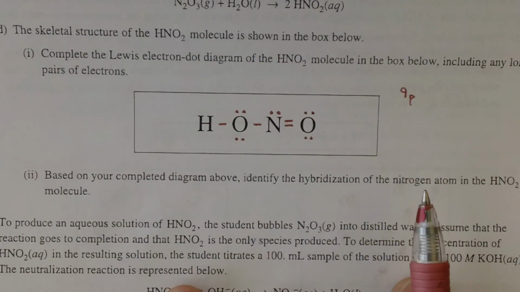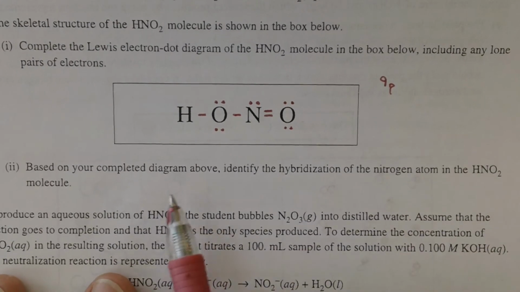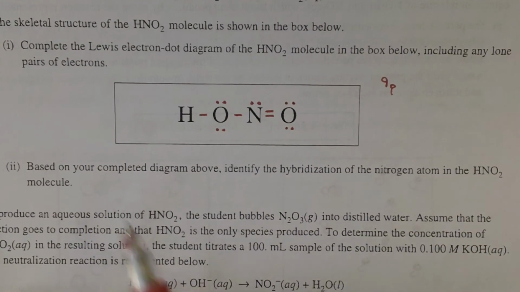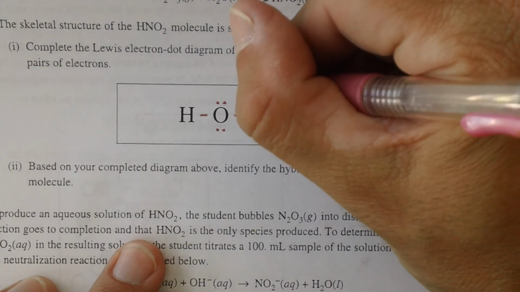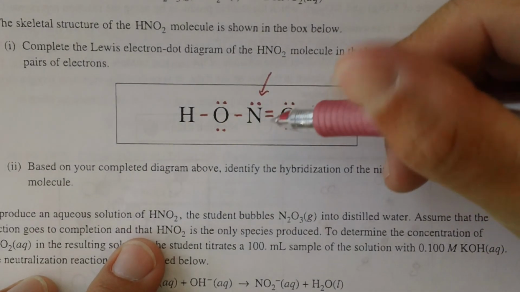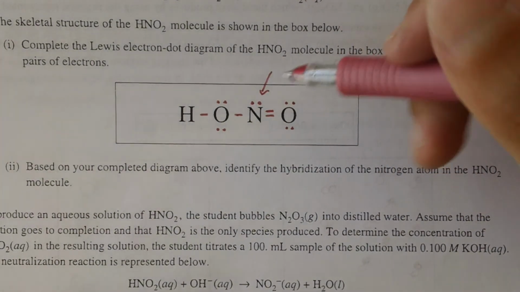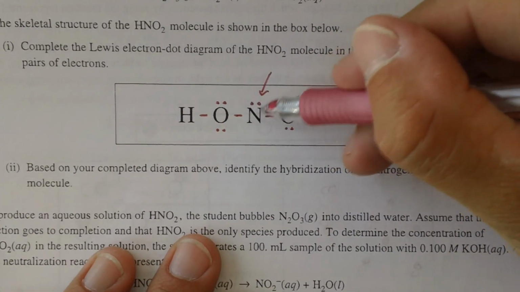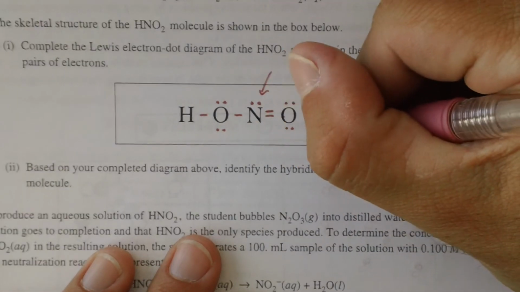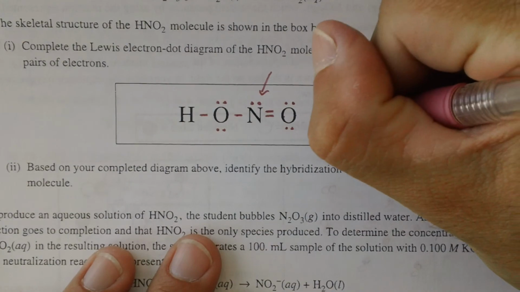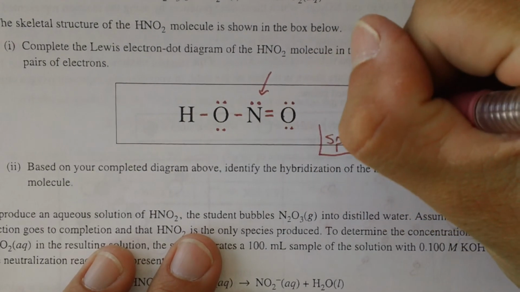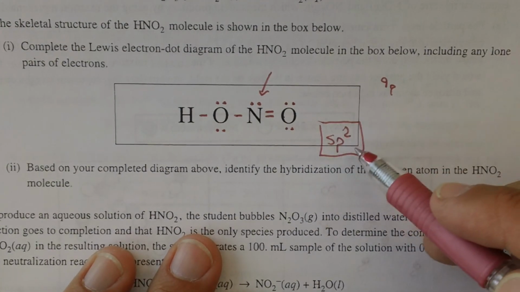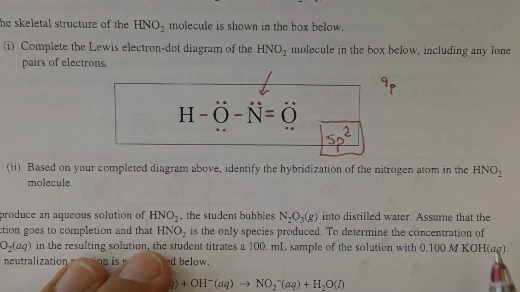And then a fun quick hitter question. Based on your completed diagram above, identify the hybridization of the nitrogen atom in the HNO2 molecule. They want the hybridization here. How many bonding domains are there? It's atoms bonded to it plus lone electron pairs. So we've got 2 atoms bonded to nitrogen. That lone pair of electrons makes 3 domains. And so sp2 hybridization is the answer to that part. Add the exponents up to equal the domains: 1 from the s, 2 from the p's, 3 total domains, sp2 hybridization on that nitrogen.